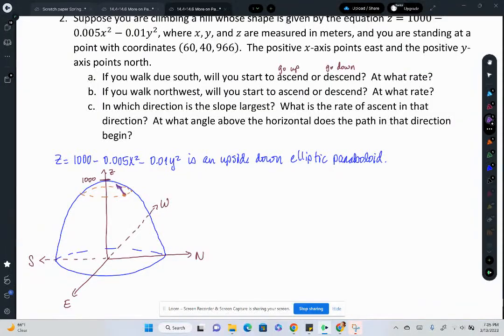Part B is saying you walk northwest. Okay, northwest is pointing, let's see, in the second octant. So northwest is, it looks like about maybe in this direction here. Okay, again, hard to draw. But it looks like I'd be heading down. It looks like I would be descending in the northwest direction. So those are my guesses. Okay, so just visually looking at these, that's what I'm thinking.